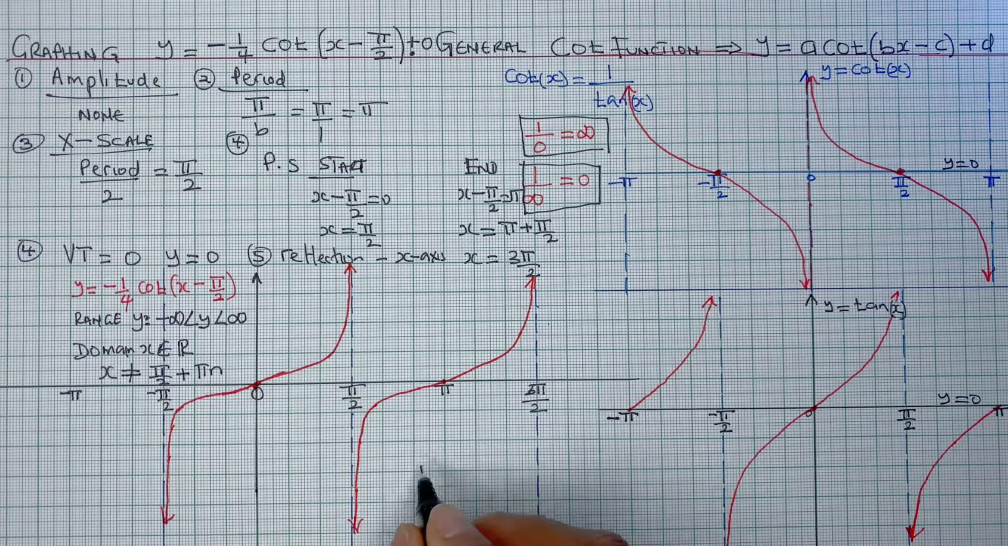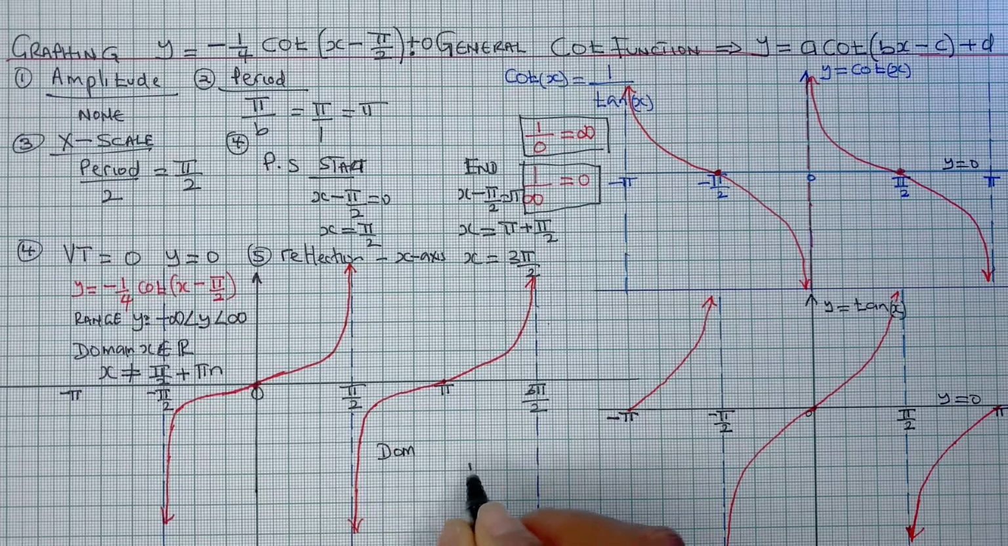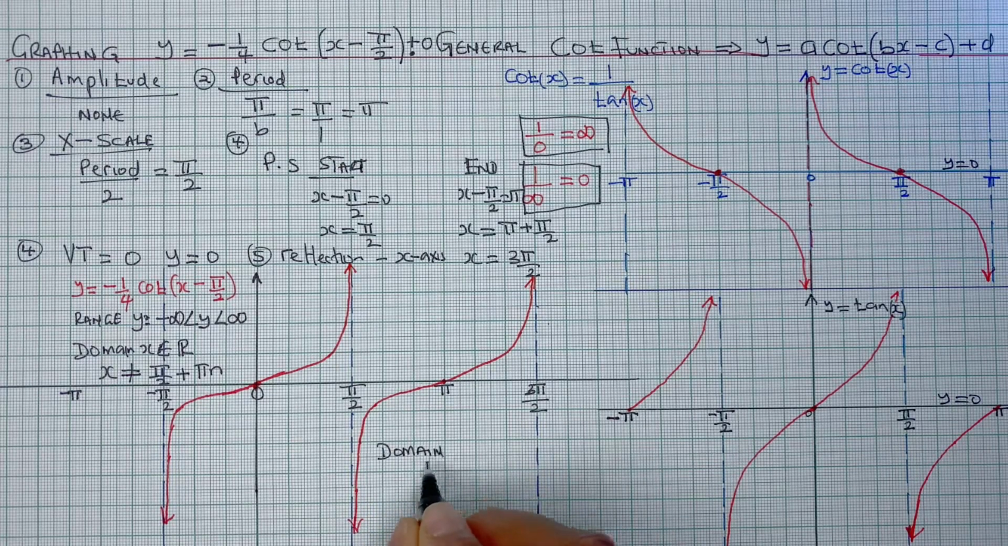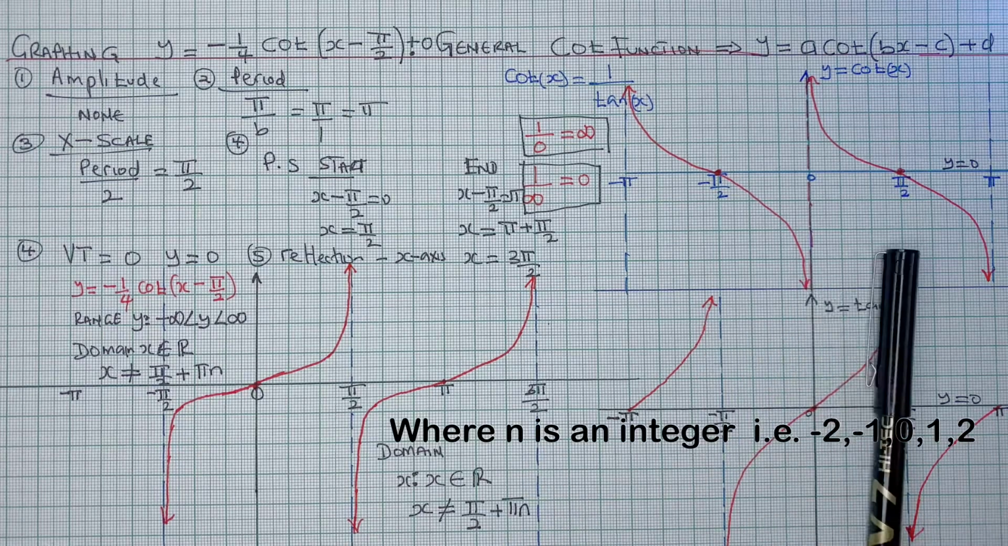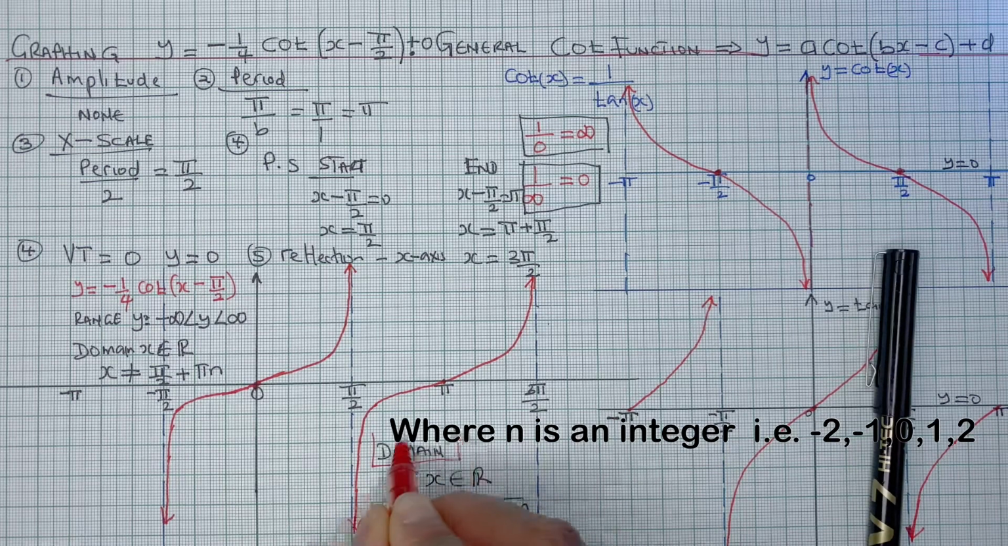So let's write it here for the domain. So the domain is x such that x for all real values. That means collectively all real values. But the condition is x cannot be equal to pi over 2 plus pi n, because it's repeating every pi. And that's the domain, and that's the range.